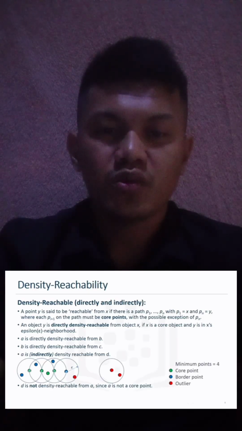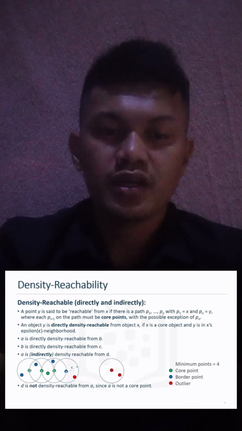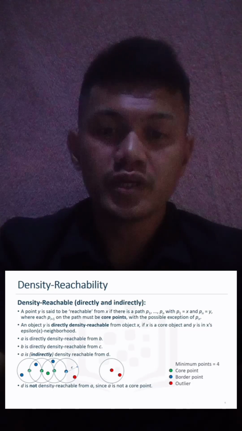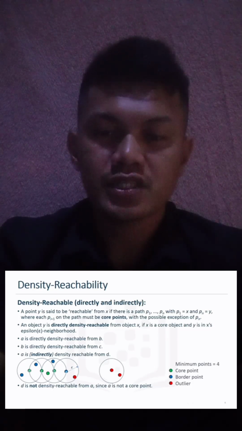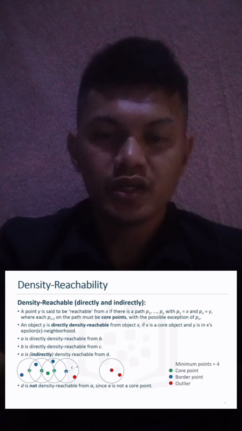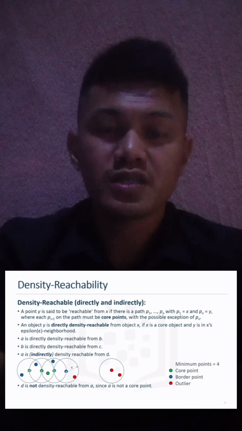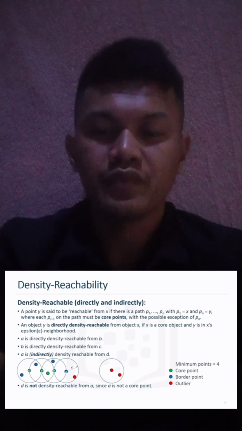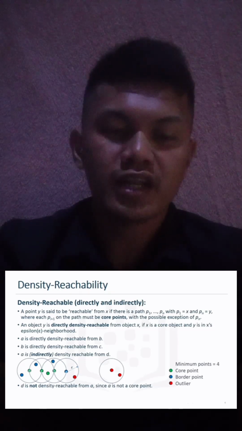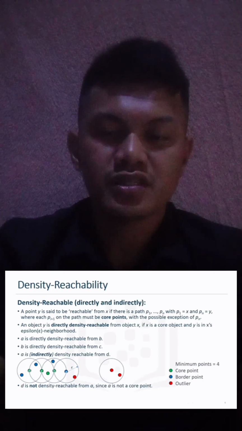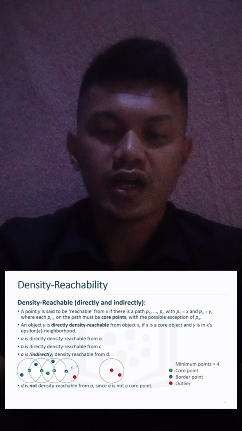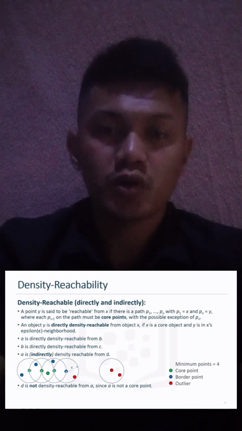A point y is said to be reachable from x if there is a path p1 to pn, with p1 equal to x and pn equal to y, where each point on the path must be a core point, with the possible exception of pn. An object y is directly density reachable from object x if x is a core object and y is in x's epsilon neighborhood.